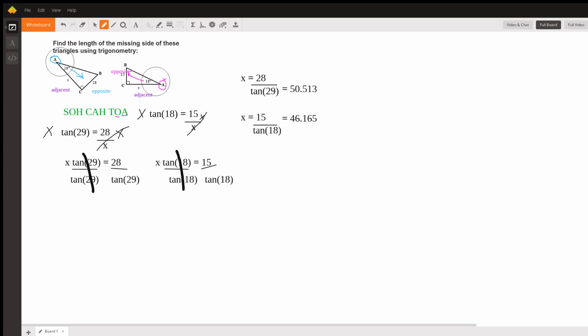And those are the lengths. This X is 50.513. And this one is 46.165. And those are the answers.